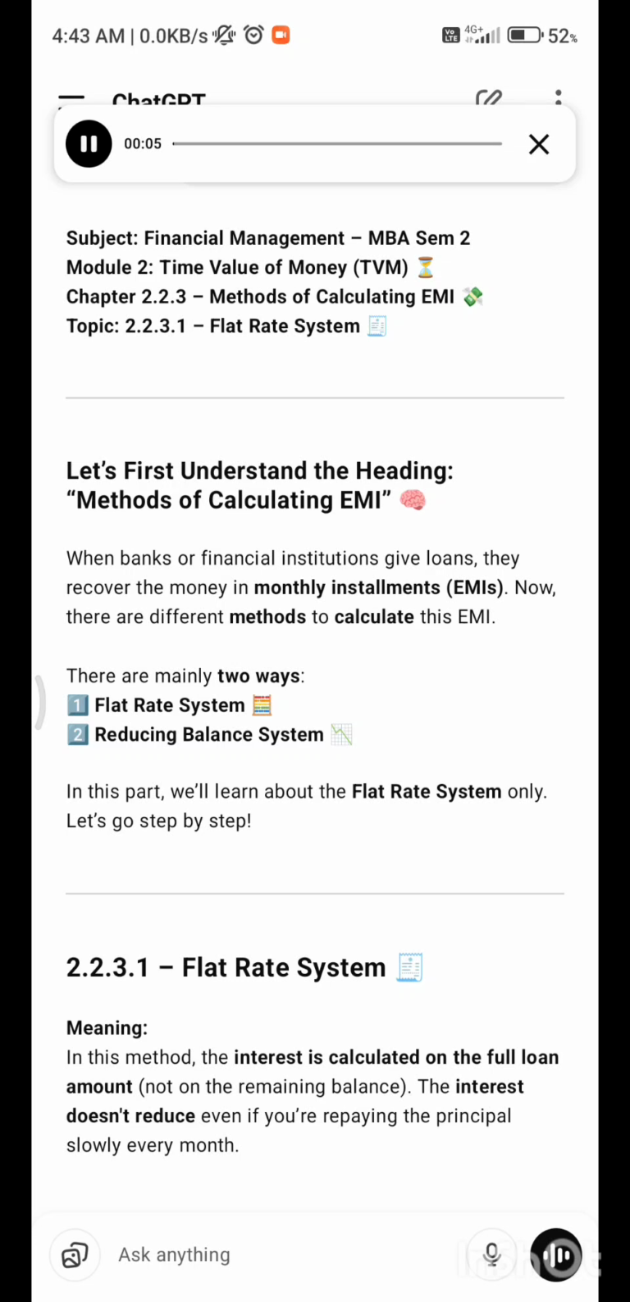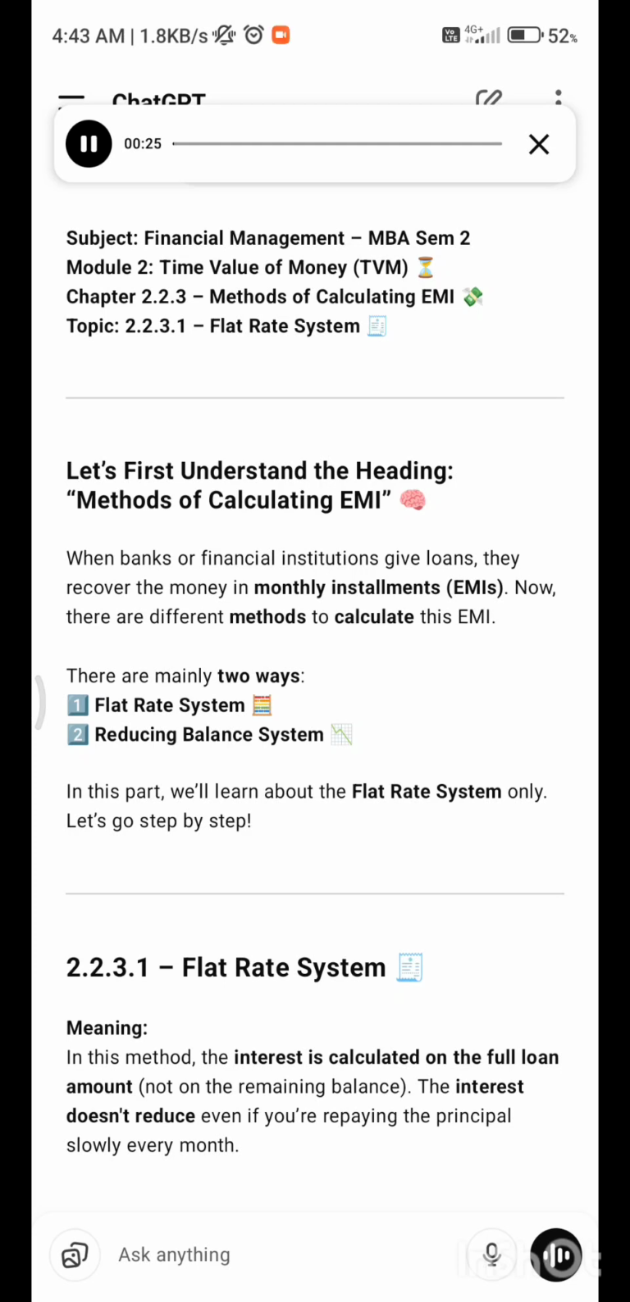Time value of money, TVM. Chapter 2.2.3, Methods of Calculating EMI. Topic 2.2.3.1, Flat Rate System. Let's first understand the heading, Methods of Calculating EMI. When banks or financial institutions give loans, they recover the money in monthly installments, EMIs.